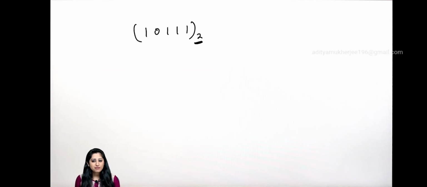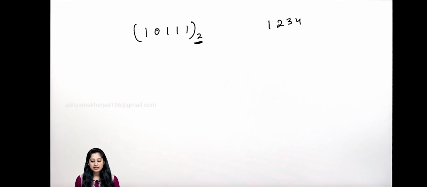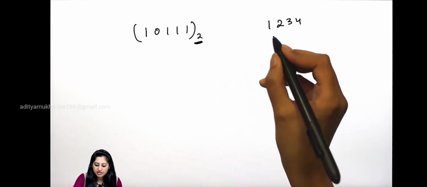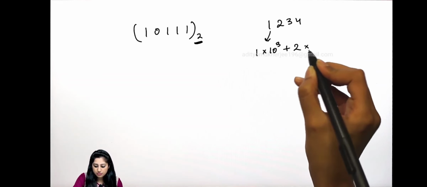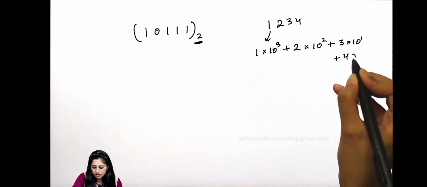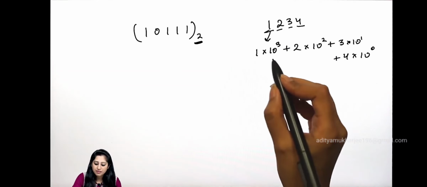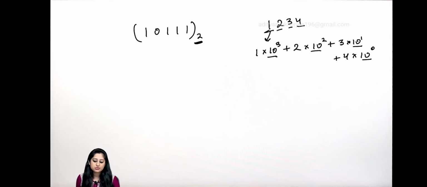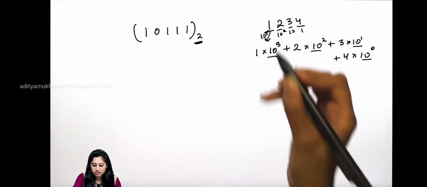And I want to convert it to its decimal number. Now for that, recall the expanded notation that you must have read about. For example, if I have 1, 2, 3, 4 here, and this is 1234, right? If I have to write down the expanded notation, that will be 1 into 10 to the power 3 plus 2 into 10 to the power 2 plus 3 into 10 to the power 1 and plus 4 into 10 to the power 0. That means every digit has a place value associated with it, and we are multiplying the digit with the place value. So this is place value 1, this is place value 10, this is 100, and this is 1000.